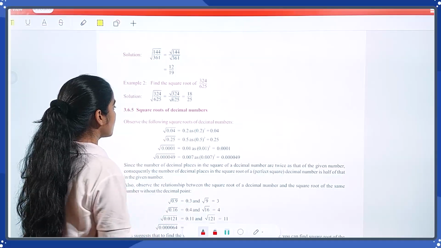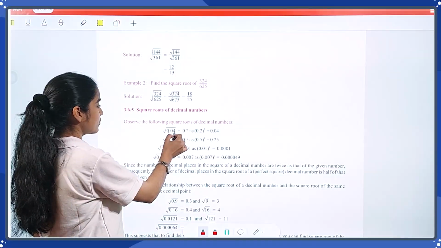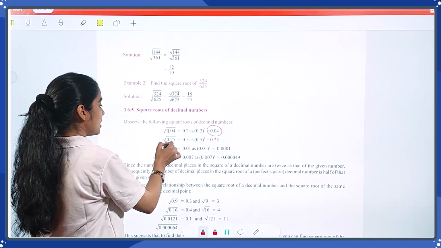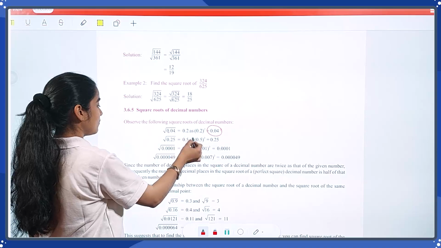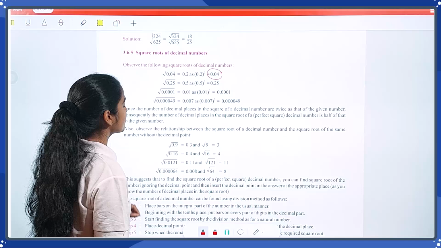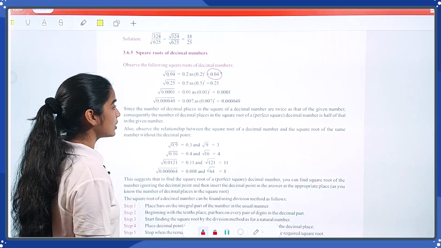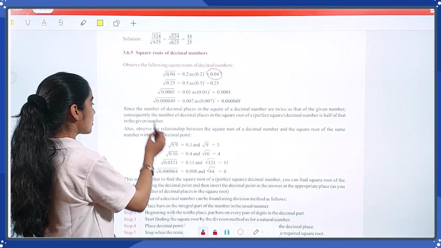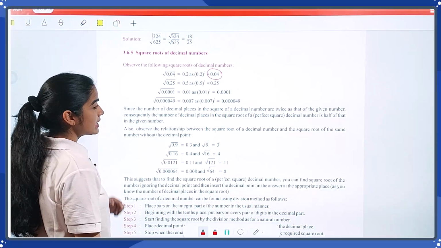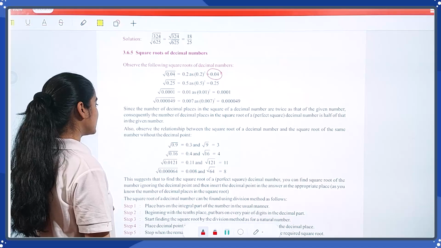Now the square roots of decimal numbers. So the square root of 0.04 is 0.2, since 0.2 multiplied by 0.2 gives it. Here is your answer. Now the square root of 0.25 is 0.5. So you can simply find out. Since the number of decimal places in the square of a decimal number is twice that of the given number, consequently the number of decimal places in the square root of a perfect square decimal number is half of that in the given number.